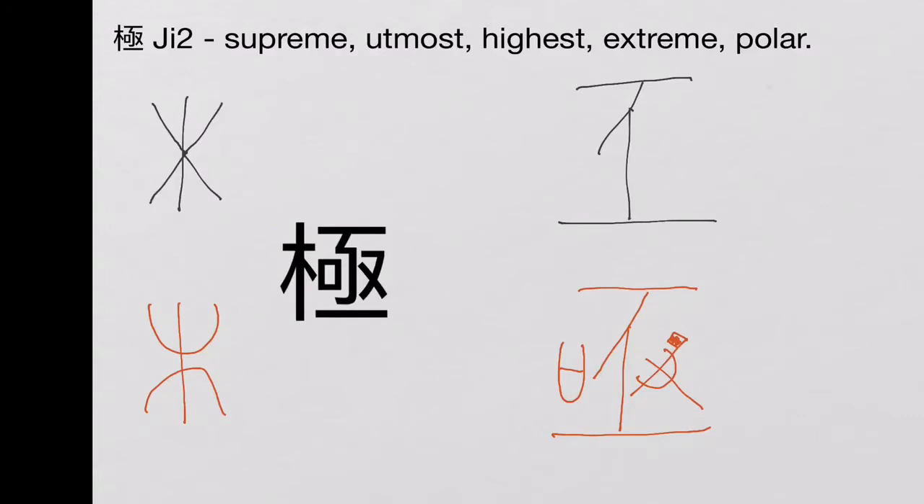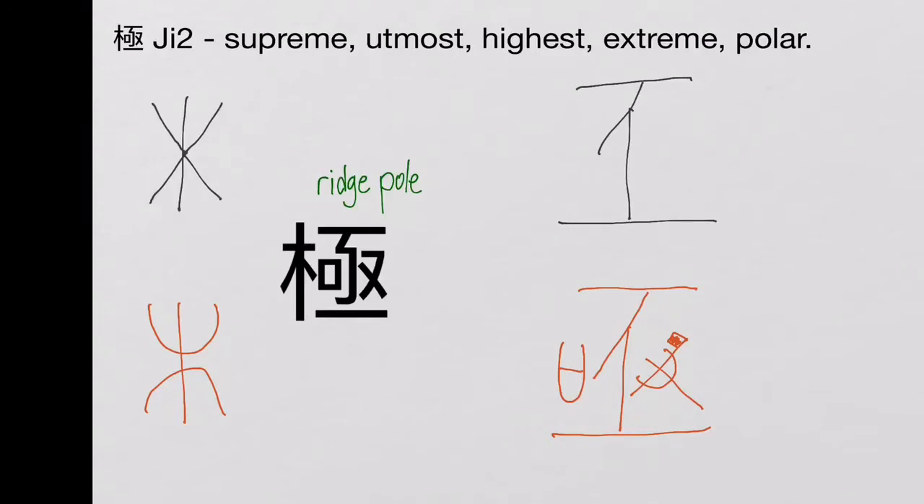So altogether, the piece of wood that was extreme or supreme was the ridgepole, and from that we got supreme, utmost, highest, extreme, polar. So quite a few of those: utmost, supreme, and the ultimate.